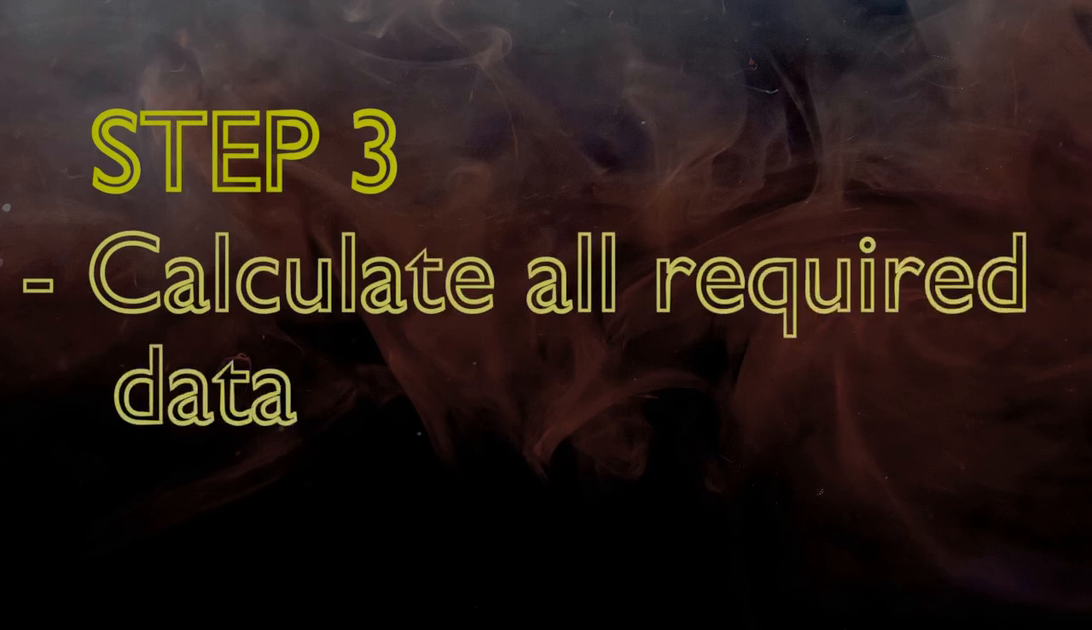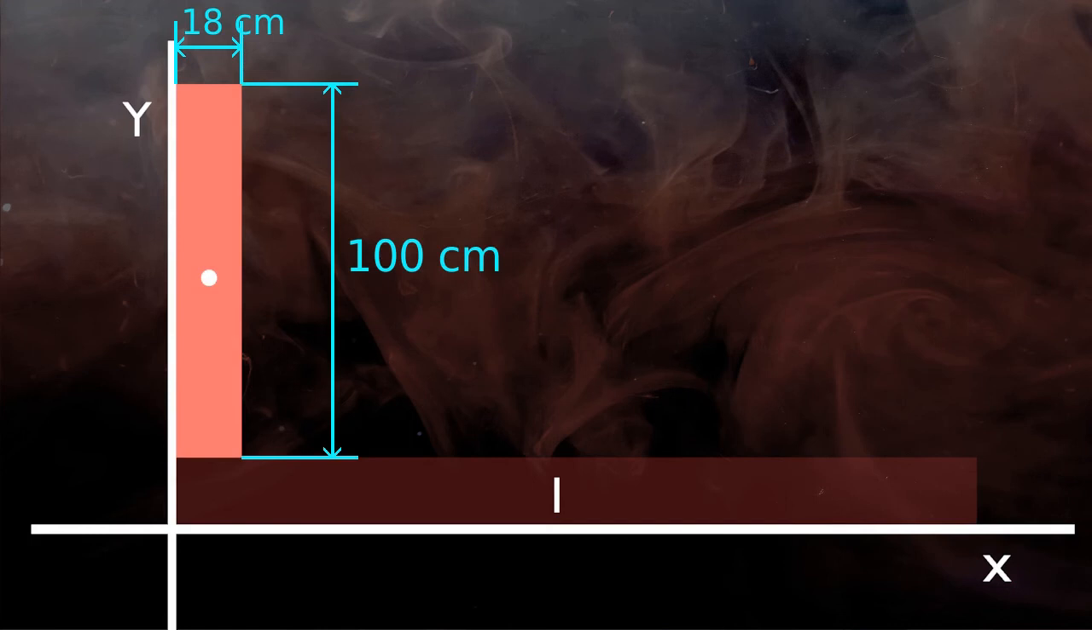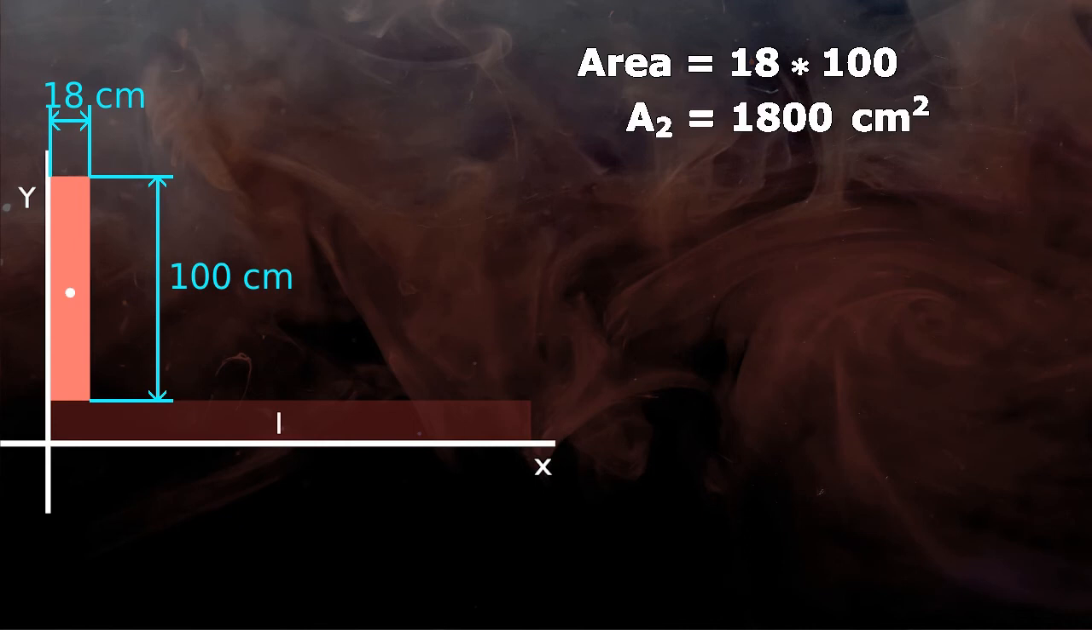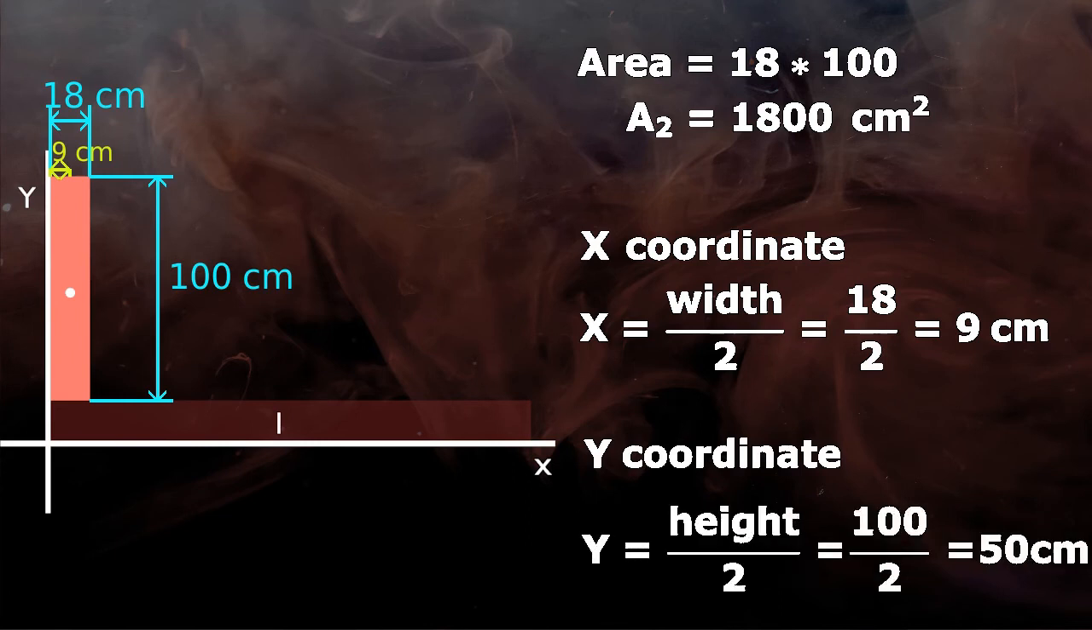We will repeat the step for the other rectangle. So first we will highlight rectangle 2, that is the guard wall or parapet, and locate its centroid and dimensions. Now the area of rectangle 2 is 18 cm width into 100 cm height, which equals 1800 cm square. X and y coordinates for a rectangle in general are width by 2, that is 18 by 2 equals 9 cm, and height by 2, that is 100 by 2 equals 50 cm.